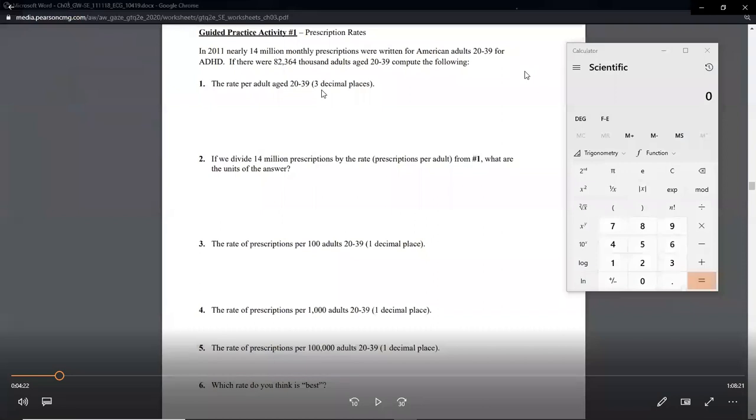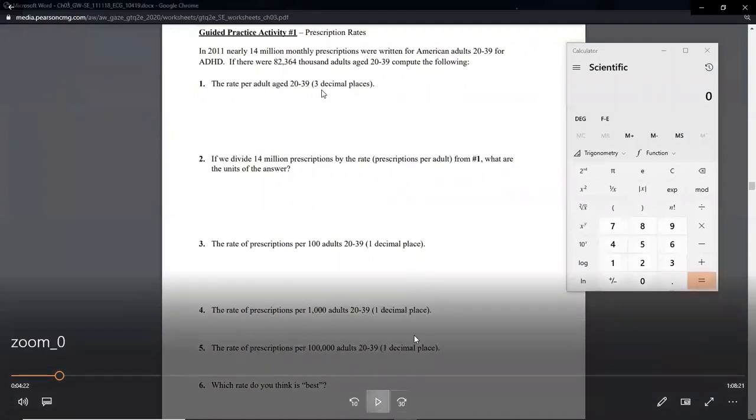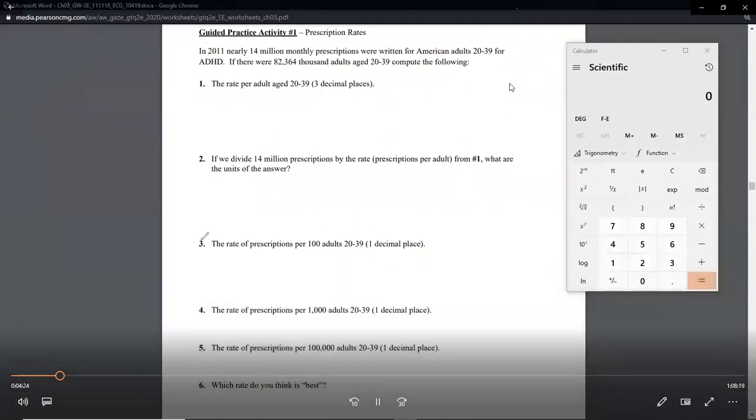All right, just had to swap videos, and we're going to pick up right where we left off with number 3. So we're starting on number 3.